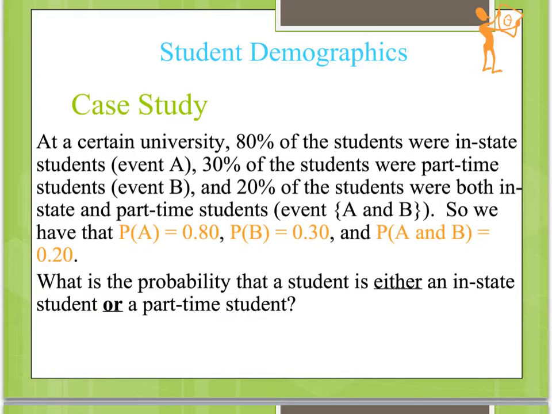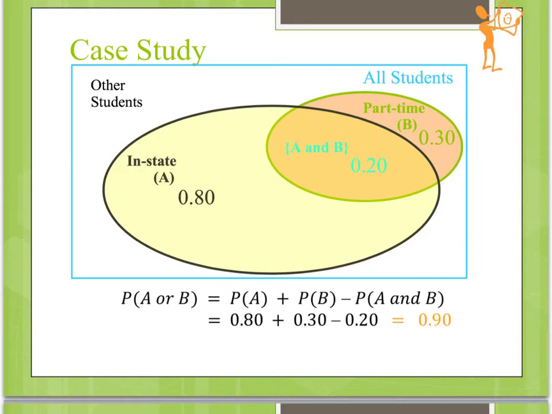So if you want to know the probability that a student is either in-state or part-time, you have to add up in-state and part-time and then subtract out their overlap. So it would be 0.8 plus 0.3 minus 0.2, which is 0.9. 90% of the students were either in-state or part-time. Now here you can see it on a Venn diagram, what we just did.